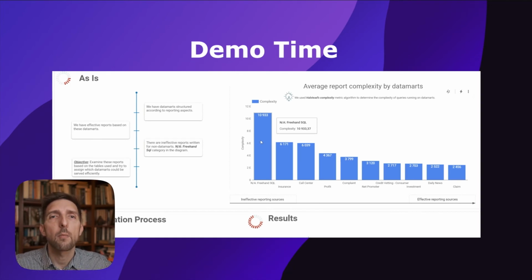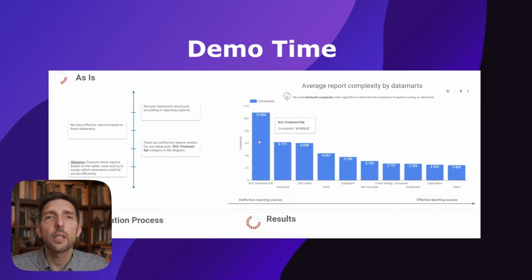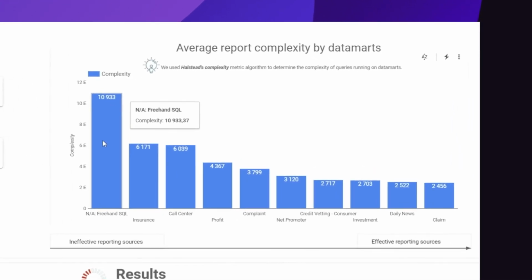We used 20 data marts as categories and used hosted complexity measures for SQLs. So in the top right corner you can see the average report complexity by data marts within our datasets based on the hosted complexity measures, meaning the smaller the number, the more effective the reporting source is.